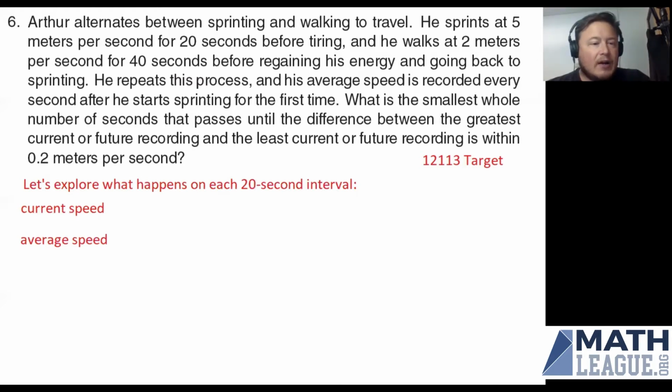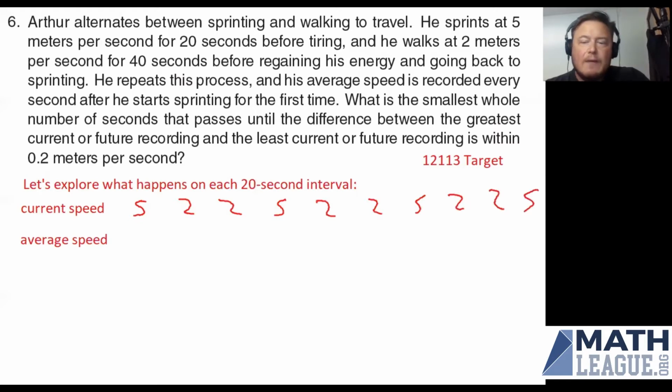So what we've got going on is the current speed for the first 20 seconds is 5 meters per second. And then we're going to have 2 meters per second, 2 meters per second. Then we bump back up to 5 meters per second, 2, 2, 5, 2, 2, 5. That's going to be enough, actually. So let's just work with these intervals that we have.